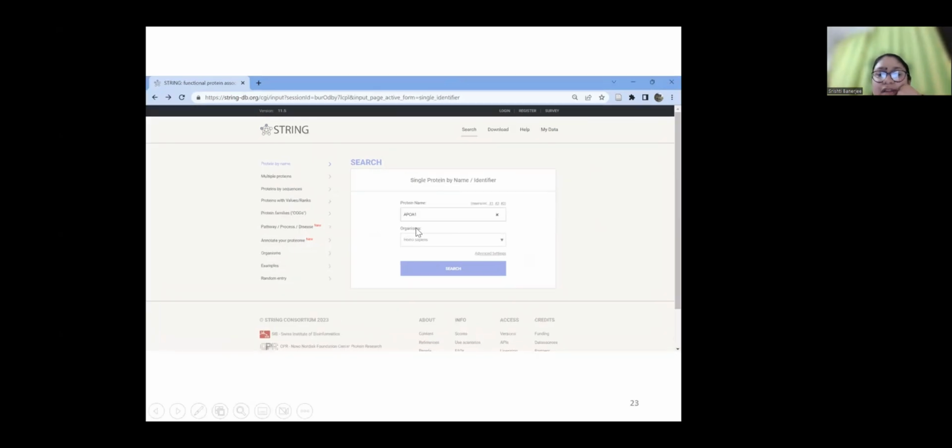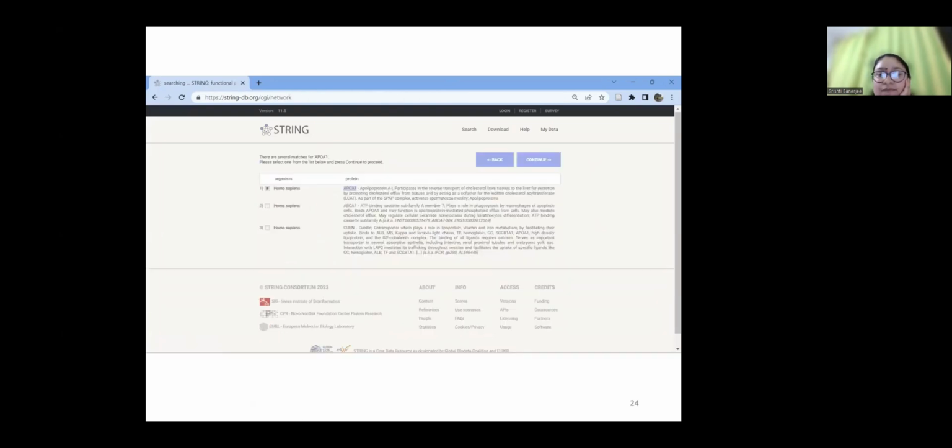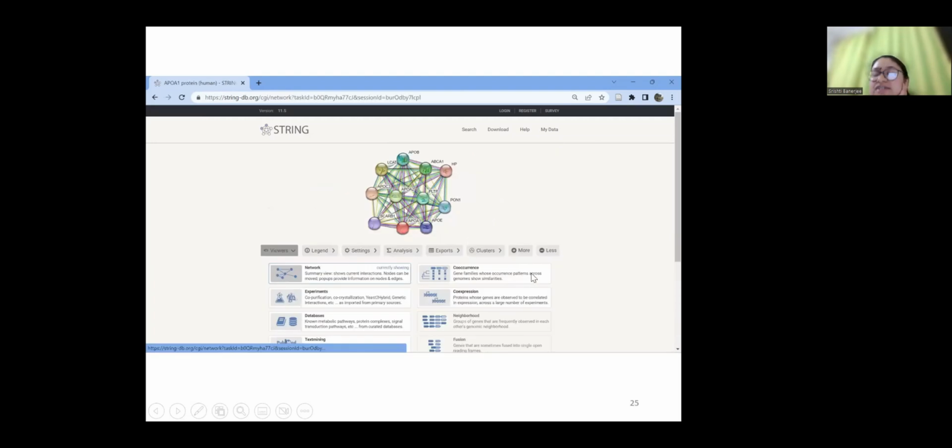First you need to input the name of the protein and the particular organism. Here it was a human cell line, I guess, so I have given Homo sapiens. You can even put Mus musculus or any kind of mammalian organism, and then you click on search. Once you click on search, you are taken to a page where they show you some examples, like, is this your protein? You see APOA1 Homo sapiens. You select it and press continue.